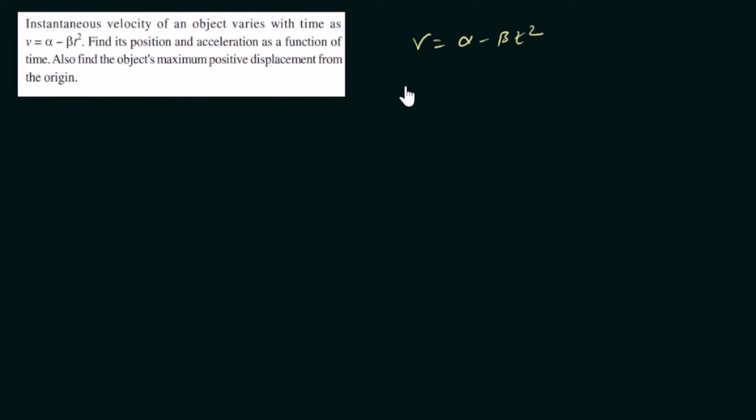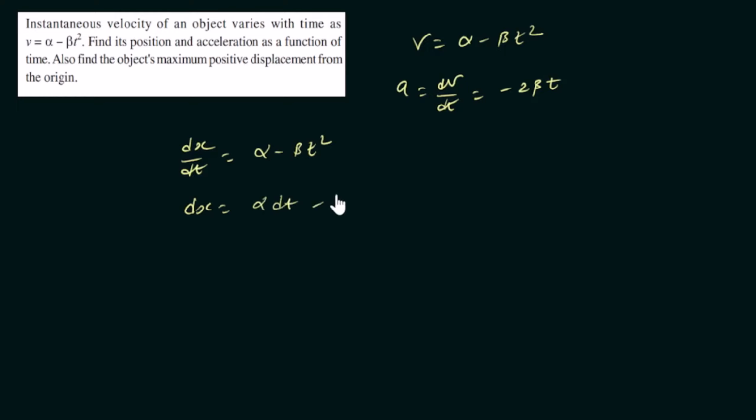a function of time. The acceleration is basically dv by dt, which will be minus 2 beta t, and we have to find also the position equation. This is dx by dt equals alpha minus beta t square. So dx will be equal to alpha dt minus beta t square dt. We are going to integrate this equation. This will be x equals alpha t minus beta t cube by 3.